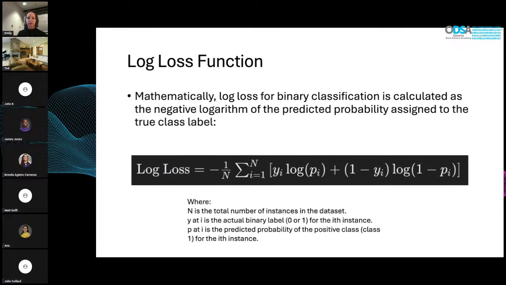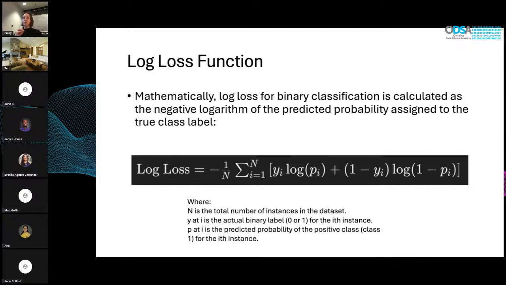So mathematically, we can look at the log loss. It's calculated as the negative log of the predicted probability assigned to the true class label. So let's break this down. Here at the beginning, we have 1 over n. This is just saying 1 over all of the samples in our set. What that's doing is taking our average. Basically, we want to calculate something, and then divide by everything we have because we want to take the average across all of the numbers.